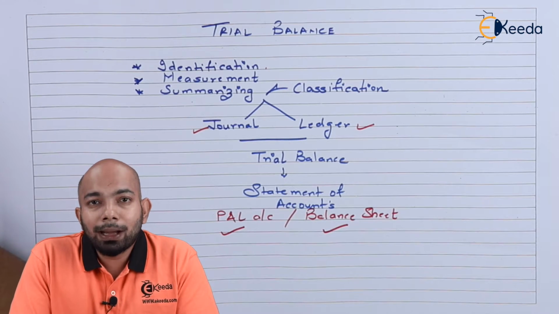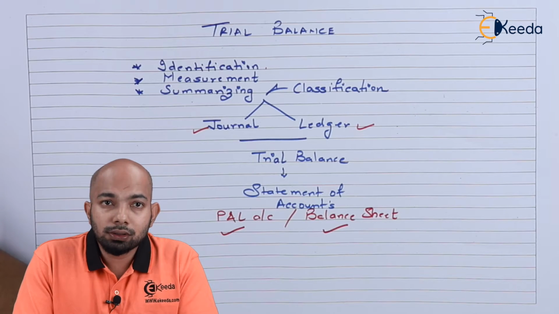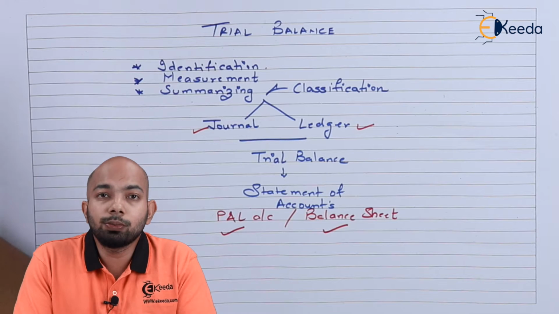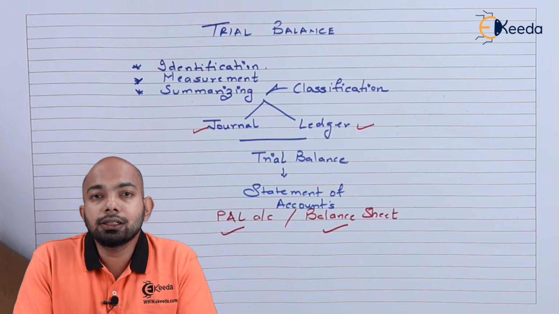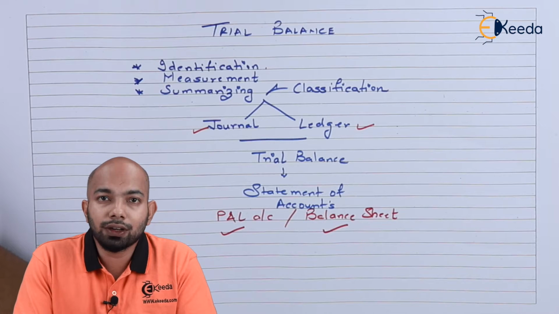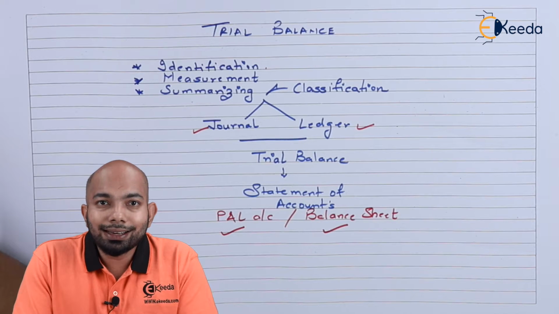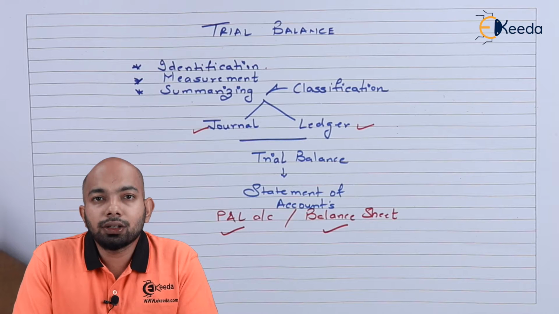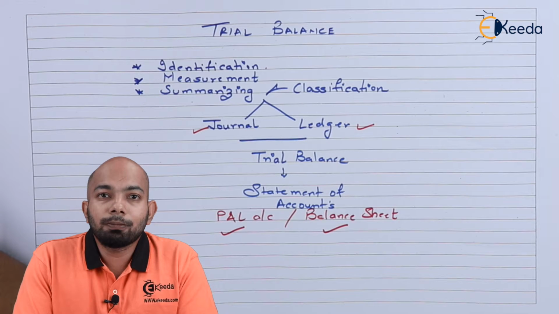Once this trial balance has been prepared, it is used for preparation of the statements of accounts. The first is the profit and loss account, which we'll be learning in the next chapters, and the balance sheet, on which we have an entire chapter known as financial accounting statements. The trial balance is used to find out the arithmetic accuracy of all the ledger and journal transactions and to find out if there are any errors in the preparation.